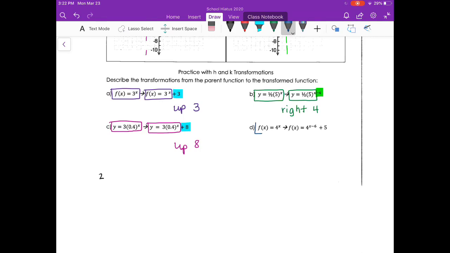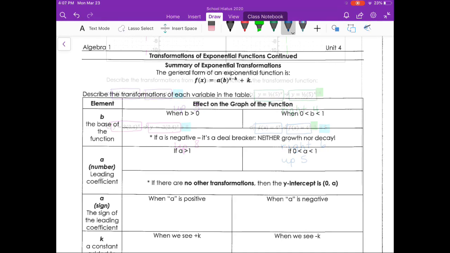The last equation, f of x equals 4 to the x, is transformed to f of x equals 4 to the x minus 6 plus 5. There are two transformations here. There's a plus 5 added to the end of the equation, and there's a 6 with the exponent up top. The 6 will shift the graph to the right 6 units, and the 5 will move it up 5.